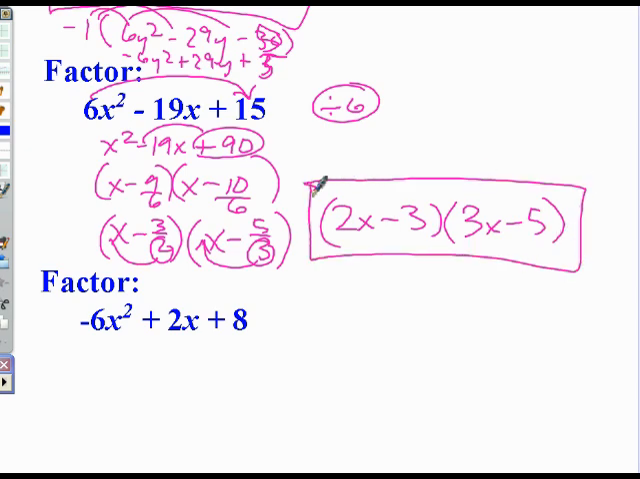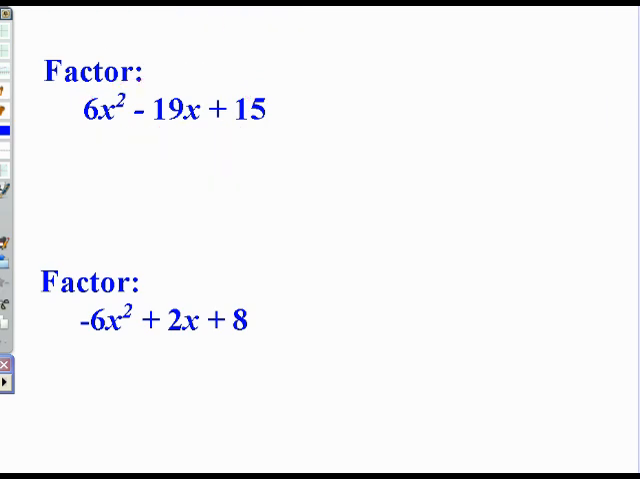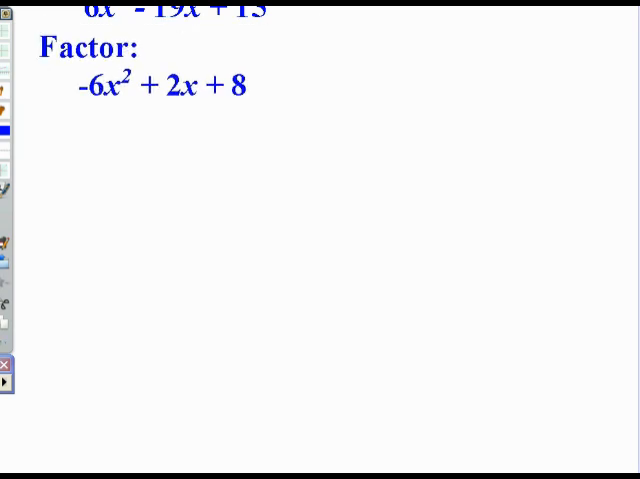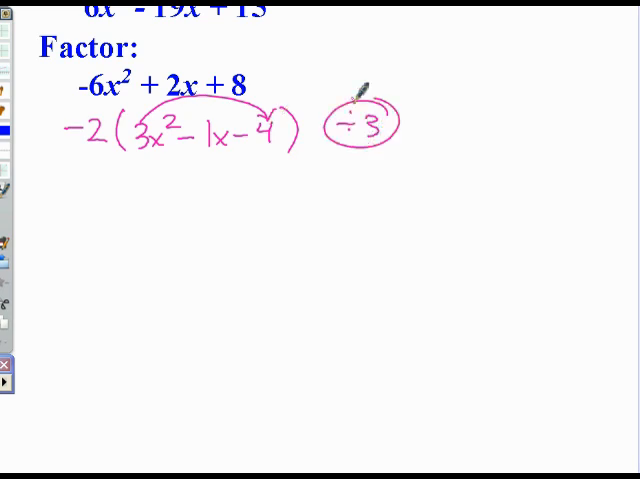All right, looking at the last one using bottoms up. You gotta factor out that negative on your A term. Plus, they all divide by 2, so you have to factor out that 2. So we get 3x squared, negative 1x, and negative 4. Using bottoms up, later we're going to divide the 3 out of our last terms. So we're going to get negative 2 times x squared minus 1x minus 12.